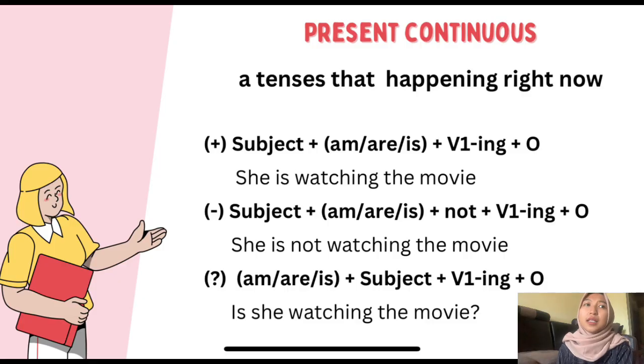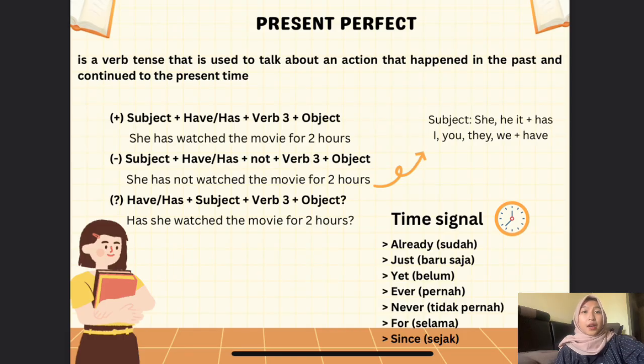So in the negative sentence, we need not. You only add not after the to be. Okay, for the example, she is not watching the movie. Okay, so for the interrogative sentence, the to be is moved to the front: is she watching the movie? Okay, you understand?